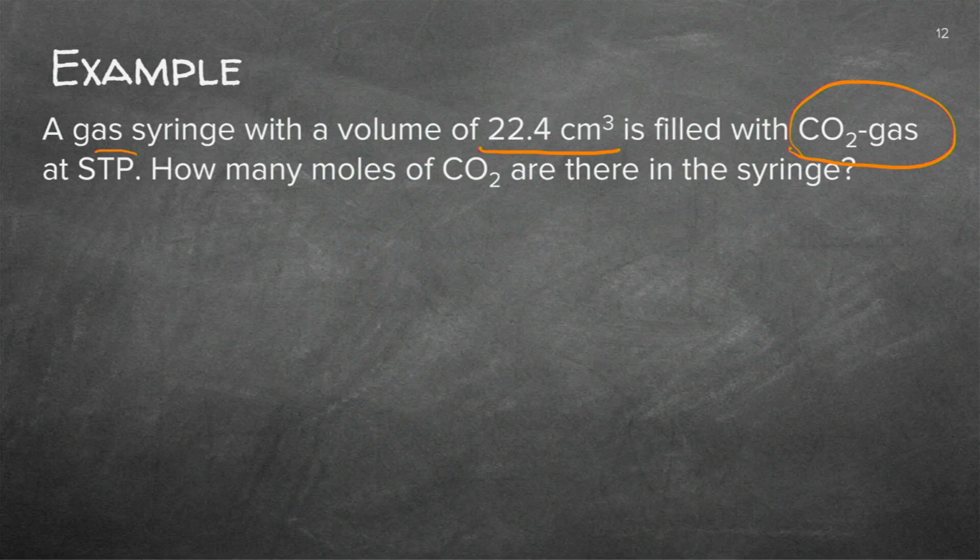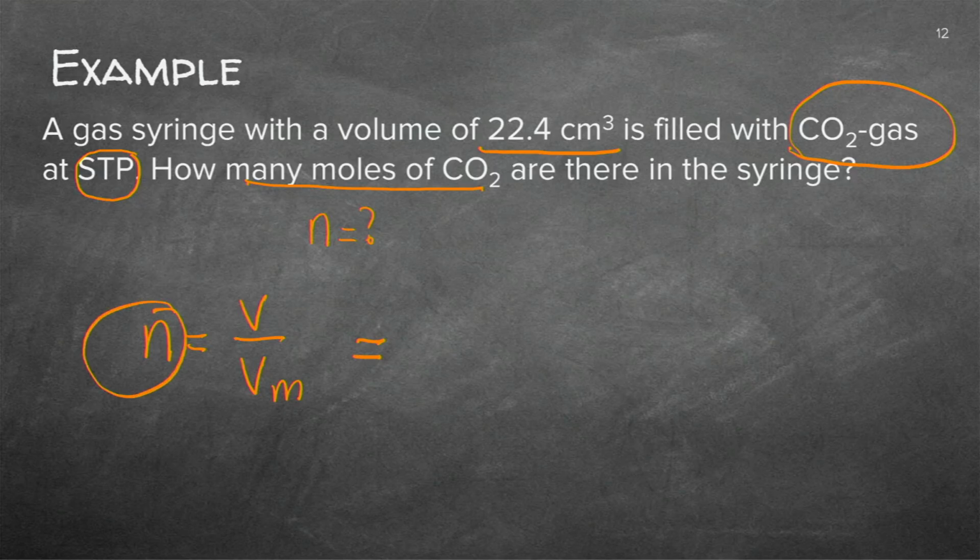And luckily for us, they're giving me the standard temperature and pressure. How many moles? They're asking me how many moles of carbon dioxide are in the syringe. Now let's have a look. My calculation can be done with my equation. I want to know the number of moles. They gave me 22.4 cubic centimeters, and I've got standard temperature as 22.4 cubic decimeters.